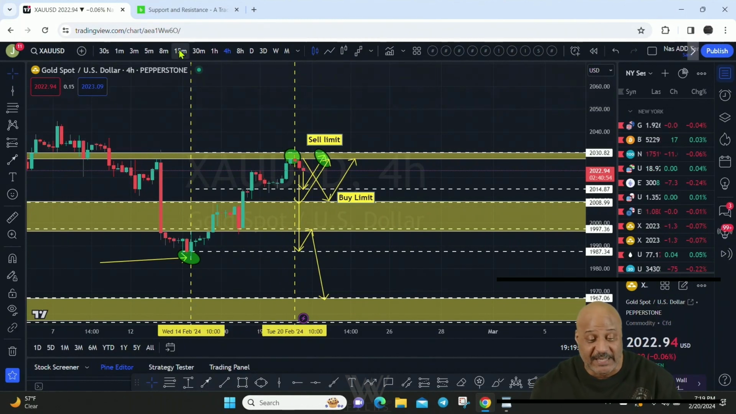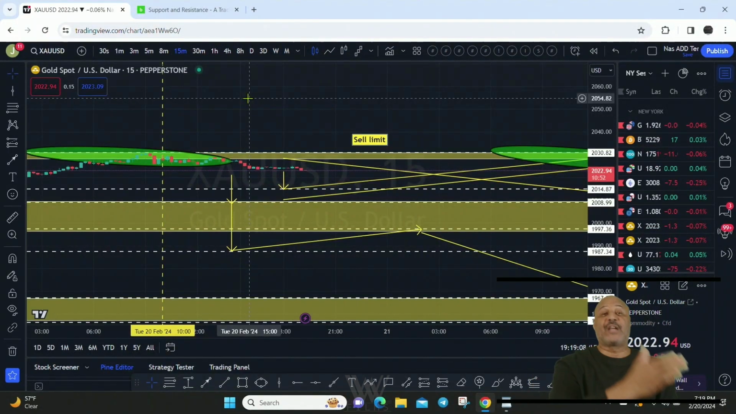So boom, I come to the 15-minute time frame. I come down to a lower time frame. So now I'm using multi-time frame analysis. What the heck does that mean? Multi, different time frames. Because I'm going to see what each time frame is doing.